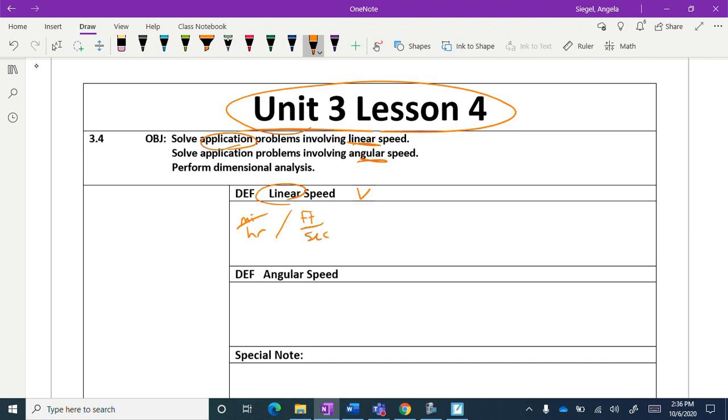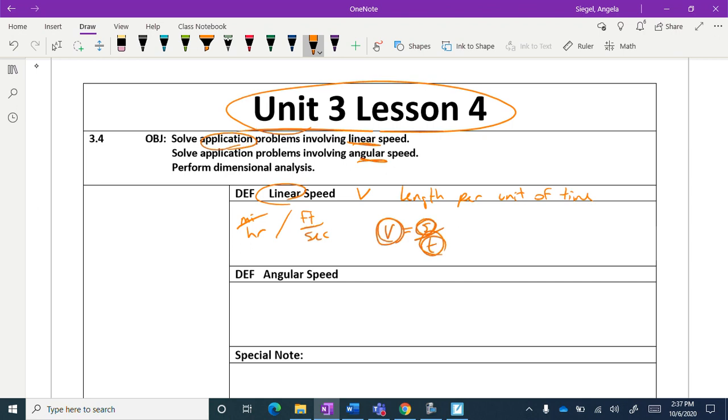So that's going to be kind of weird, because we're going to apply it to trig. The definition is length per unit of time, and the formula is going to look like this. So let's talk about the variables. v is linear speed, and this is arc length. So think about the outside of the circle: arc length divided by time.